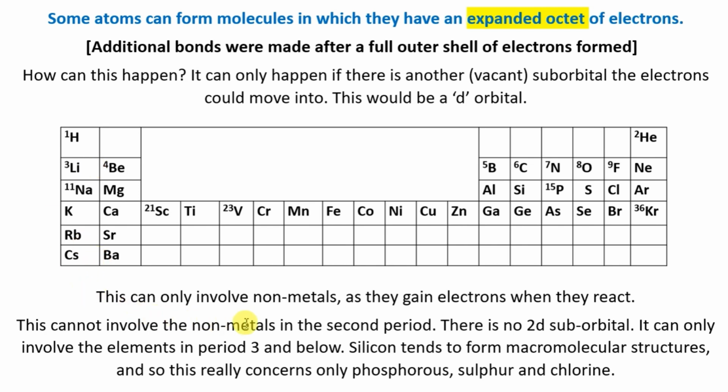This can only involve nonmetals, as they gain electrons when they react. This cannot involve the nonmetals in the second period, as there's no 2d suborbital. It can only involve the elements in period 3 and below. And in period 3, sodium to argon, silicon tends to form macromolecular structures. So really, we're only concerned with phosphorus, sulfur, and chlorine.